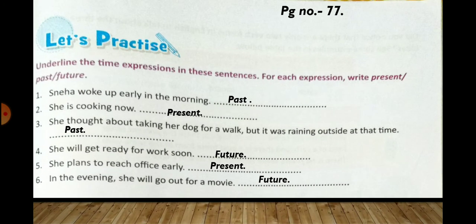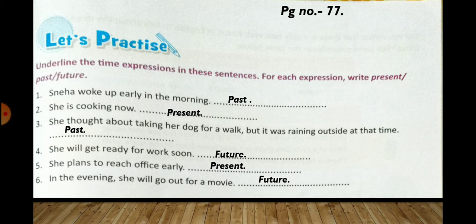So let's move to page number 77 and check out the exercises of this chapter. What we have to do here is underline the time expressions in the sentences. For each expression, write present, past or future. So we have to find out the verb in the sentence and write down whether it is representing present, past or future time. So let's start with number 1.